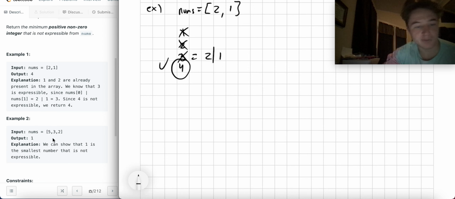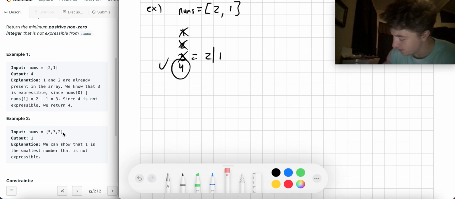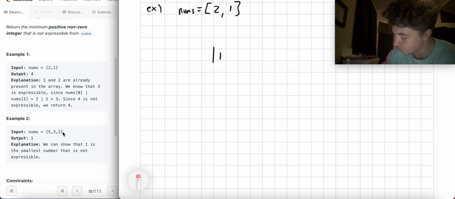In this next example, we have 5, 3, and 2. It'll become pretty intuitive in a moment, but you can't create 1 from 5, 3, and 2, right? That's just the nature of how OR works. You can't get a smaller number when you OR things together. So you're not going to be able to get 1 from 5, 3, or 2 ORed together. Okay, so with that said, let's think about how we're going to solve this problem.